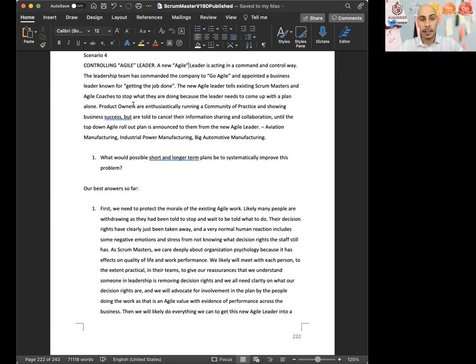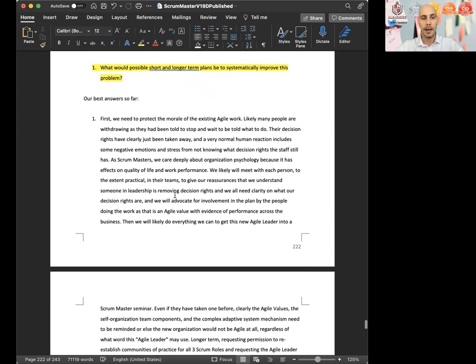Product owners are currently enthusiastically running a community of practice and showing business success, but are told to cancel their information sharing and collaboration until the top-down Agile rollout plan is announced from the new Agile leader. Aviation manufacturing, industrial power manufacturing, big automotive manufacturing, at least these 3 companies, if not more. Question: what would possible short and long-term plans be to systematically improve this problem? Our best answers so far.